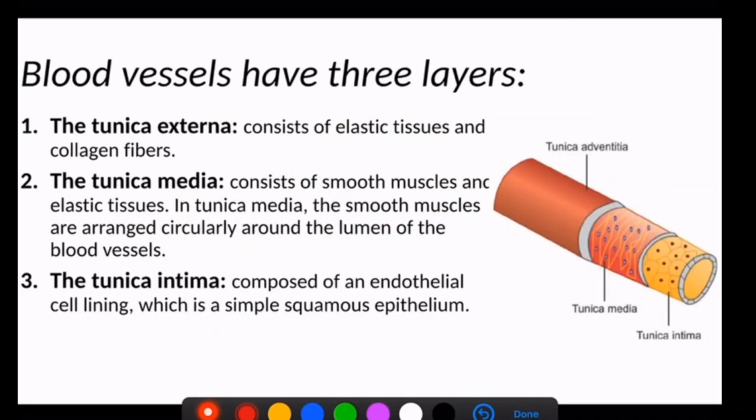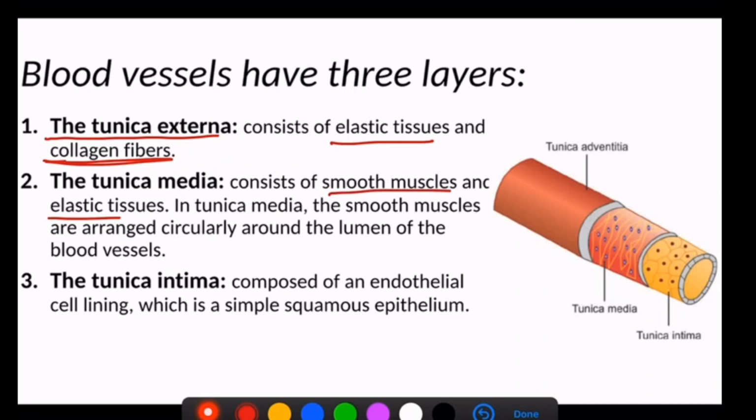Blood vessels. Blood vessels are made up of three layers mainly. One is the tunica externa, which contains elastic tissue and collagen fibers. The second layer is the tunica media, which consists of smooth muscles and elastic tissues.